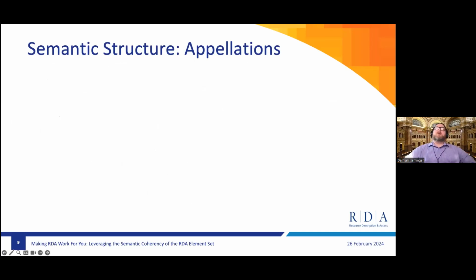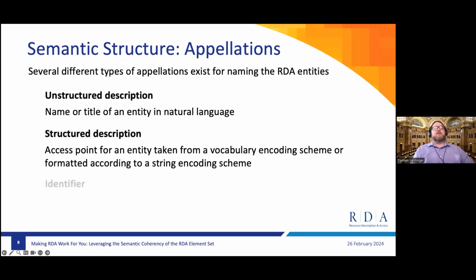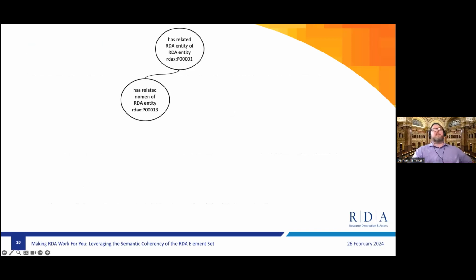Then the next part I want to show you as far as the semantic structure has to do with the appellations. There are several different types of appellations for naming the RDA entities. In the unstructured description, it could be the name or the title of an entity in natural language. A structured description is an access point for an entity taken from a vocabulary encoding scheme or formatted according to a string encoding scheme. And the identifier is a string that is a code or a number used to identify an entity. Once again, these exist in hierarchies.